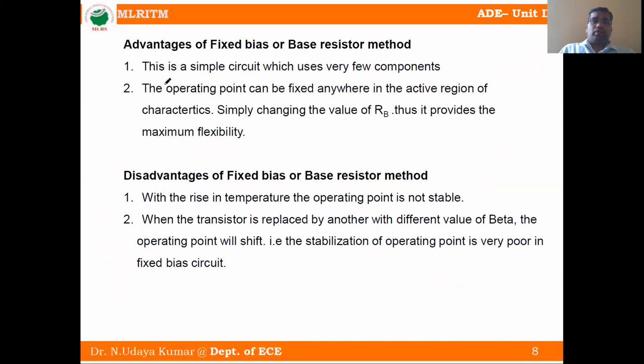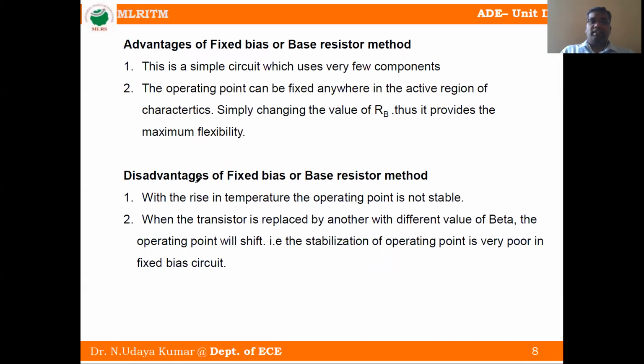Okay. Now we will see the advantages of fixed bias or base resistor method. This is a simple circuit which uses very few components. Few components means we are using base resistance and collector resistance. That's it. That's why it is very simple. The operating point can be fixed anywhere in the active region of the characteristics simply by changing the value of RB. Thus, it provides maximum flexibility. So in this, we are only changing the RB value. If the RB value changes, the Q point will change. That is the advantage.